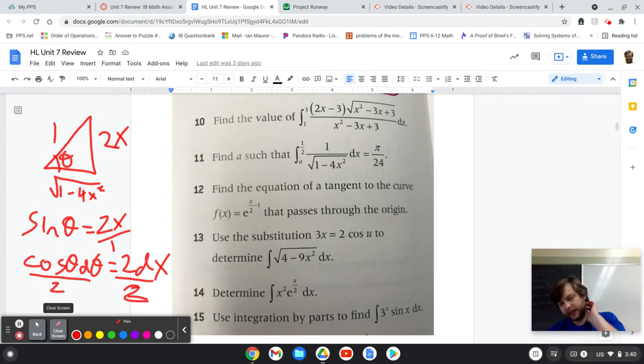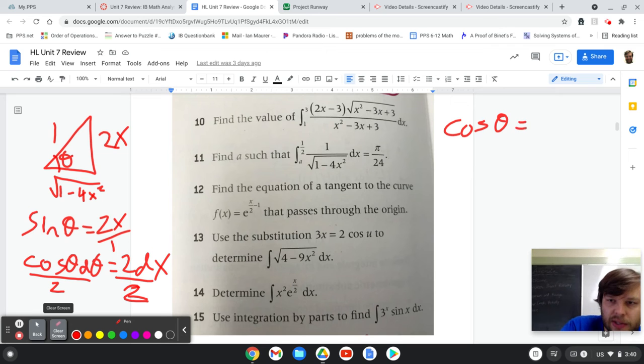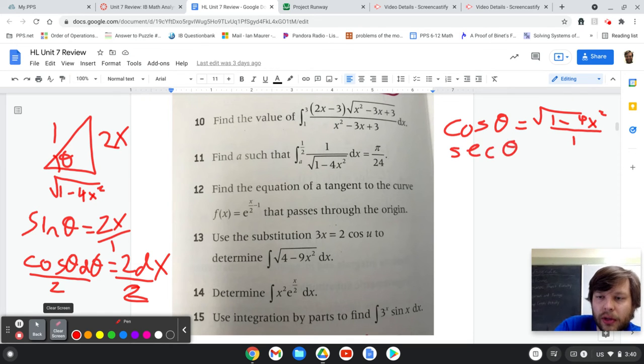The integrand itself is almost, what is it? Let's see. So cosine of theta is adjacent over hypotenuse. So square root of 1 minus 4x squared over 1. That's the opposite of what we want. So I guess the reciprocal of cosine is secant. So secant of theta is the desired integrand.